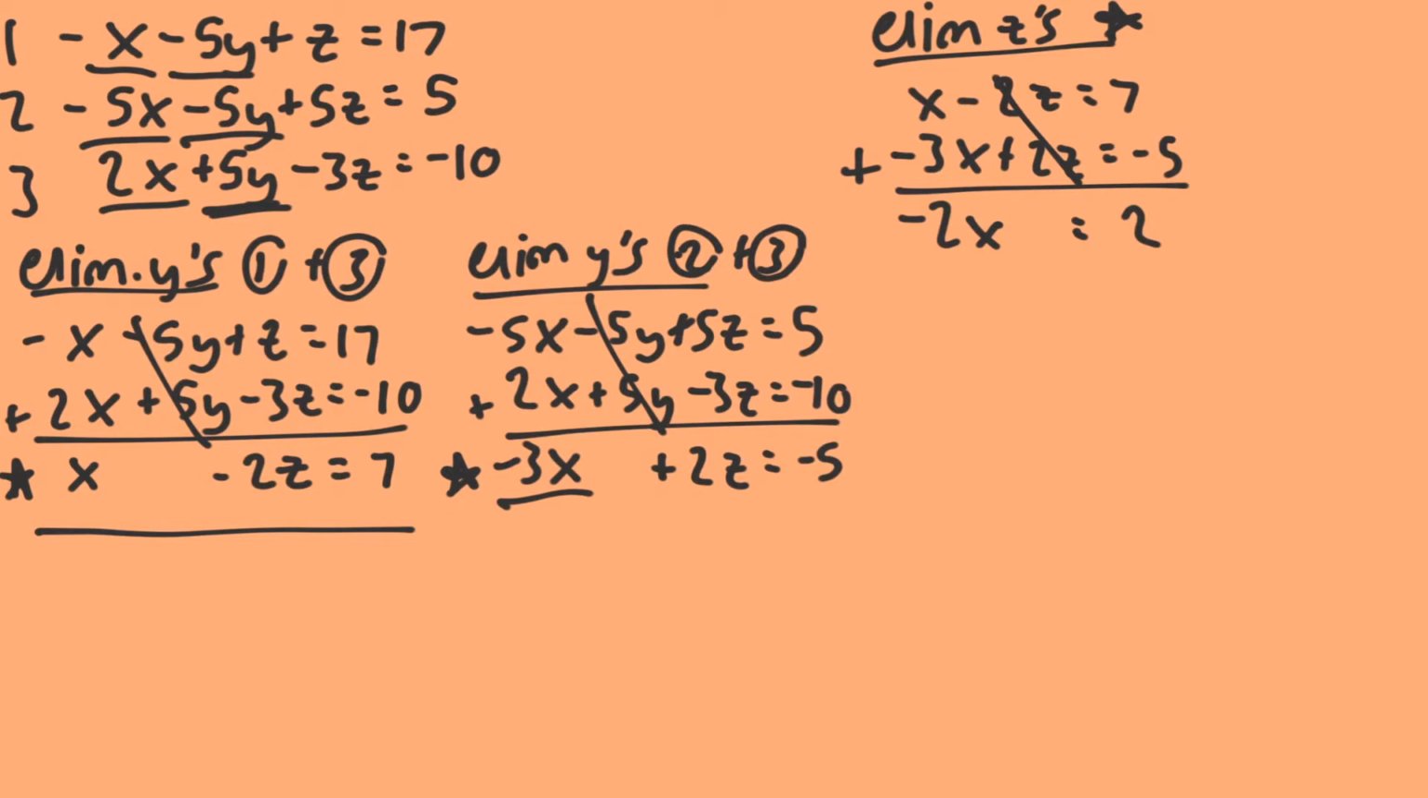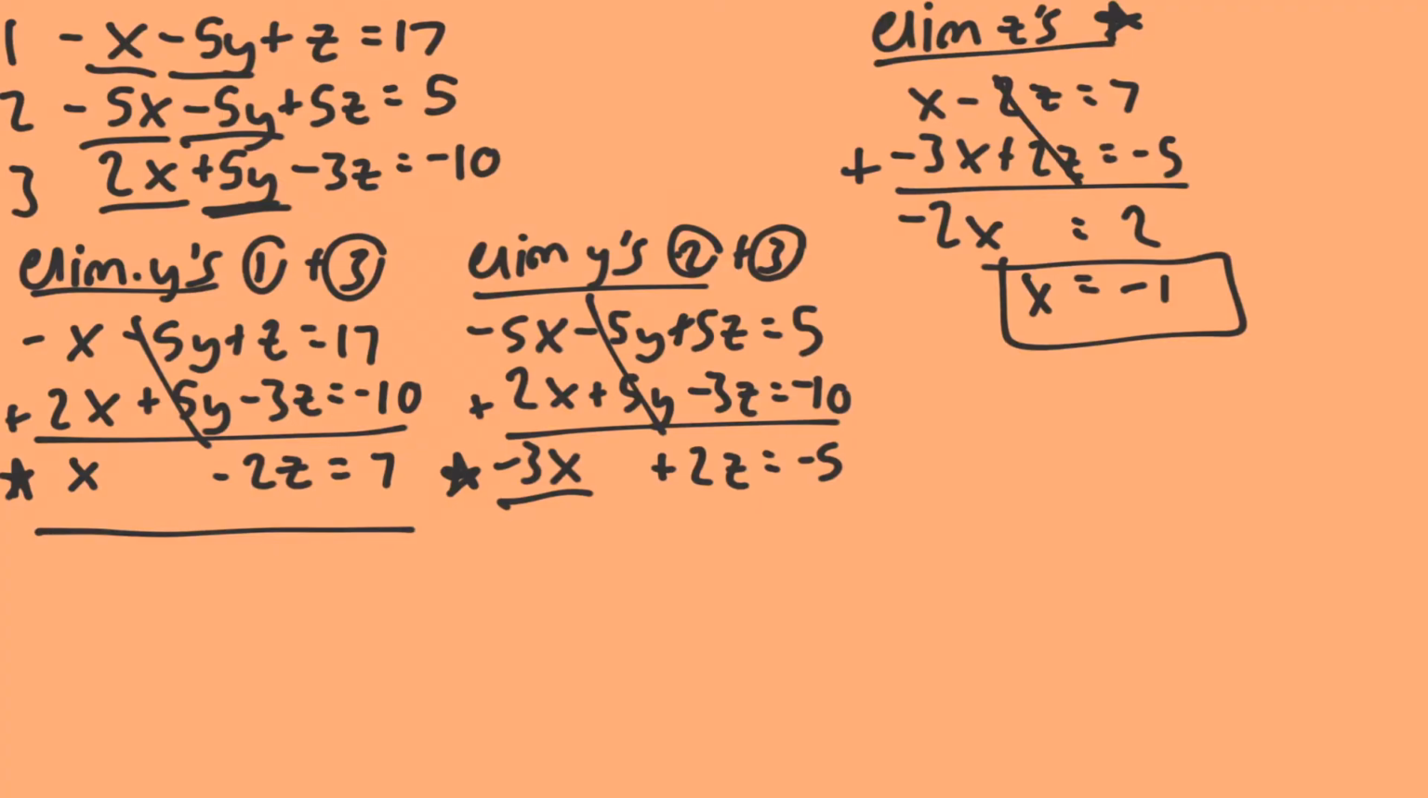Now we're left with negative 2x equals 2, and we can solve for x. So divide both sides by negative 2, x equals negative 1. So that's the hard part, eliminating one variable in 2 sets of equations and then putting those equations together that you get. Now we're just going to be plugging stuff back in.